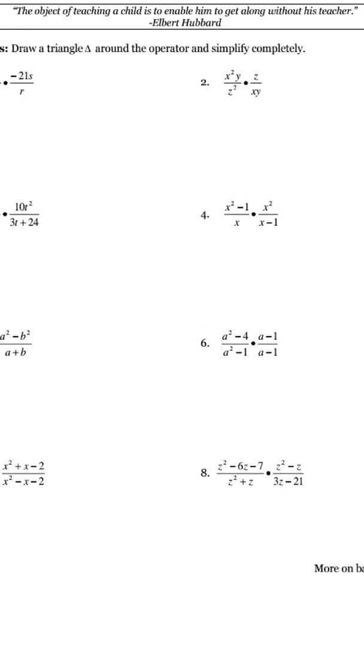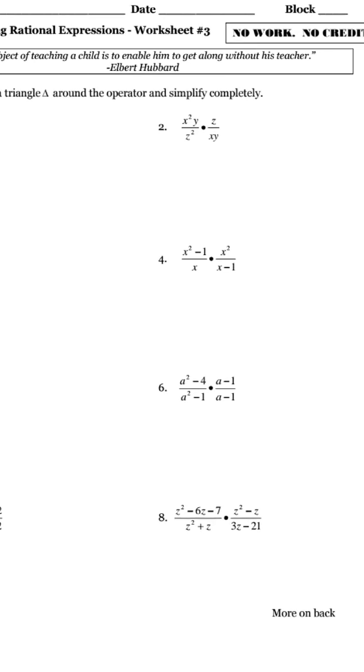If you start with number 2 on worksheet 3, we've got x squared y over z squared times z over xy. My first step here is to just go straight across. The tops are going to multiply straight across and the bottoms are going to multiply straight across. I'm just going to put all the tops in one fraction, x squared y and z, and then z squared x and y. So I've made it into one fraction. Now I just have to simplify it. We've already done some simplifying stuff. Let's start with what I think is easiest here.